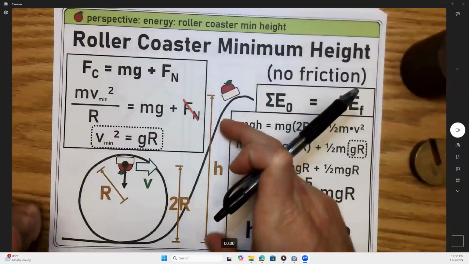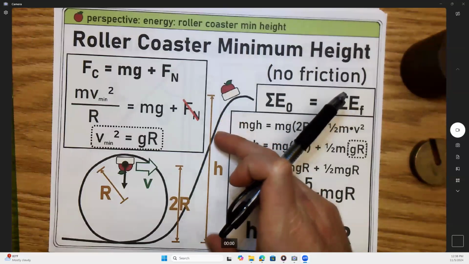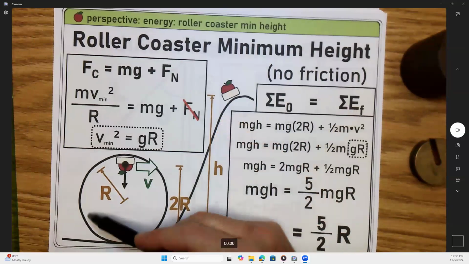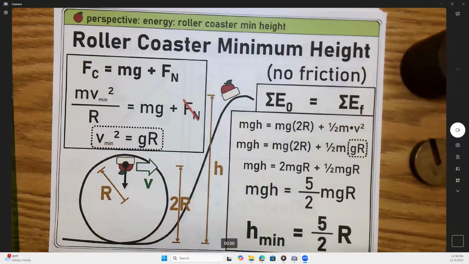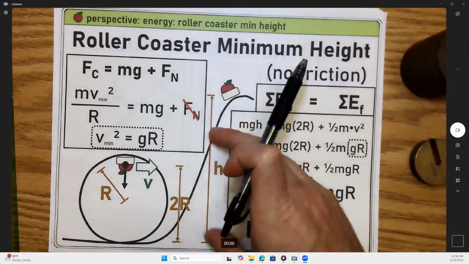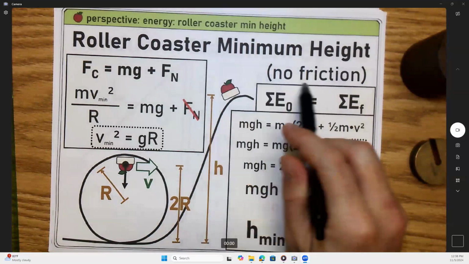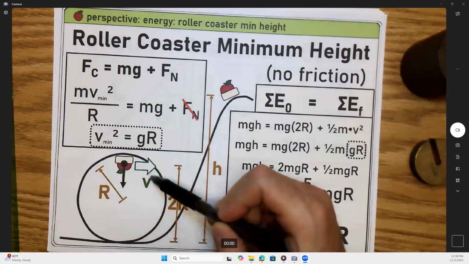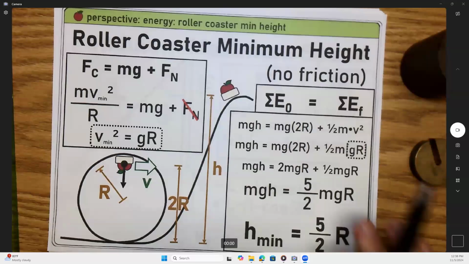And ideally, maybe you want it taller than that. But if it's any shorter, like 22 meters, forget it. These people are going to fall off the loop. If it's exactly 25 meters tall and there's zero friction, it will barely squeak around. Okay, let's do that.